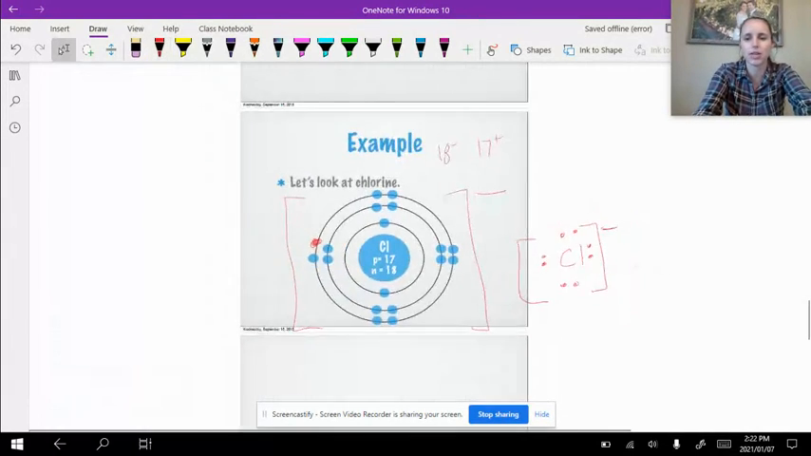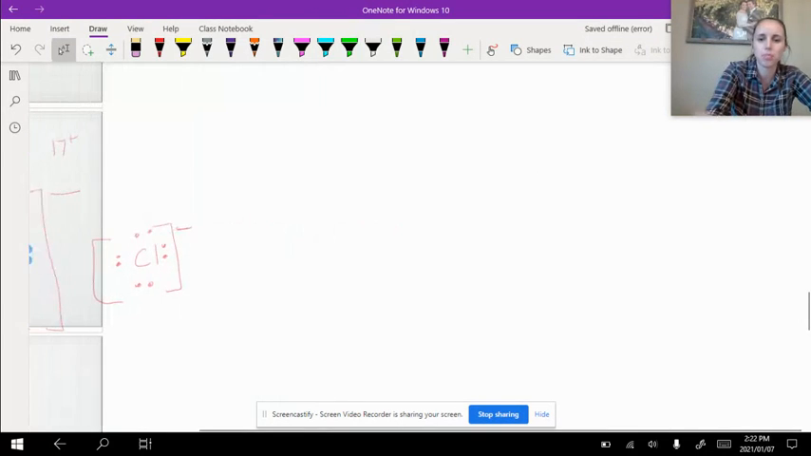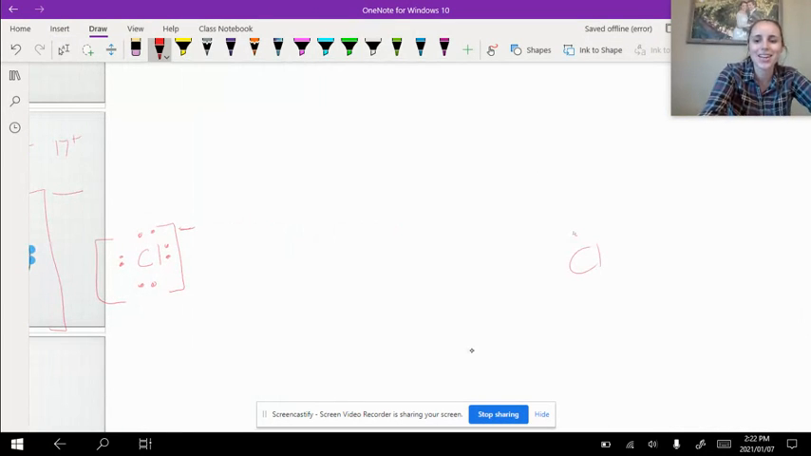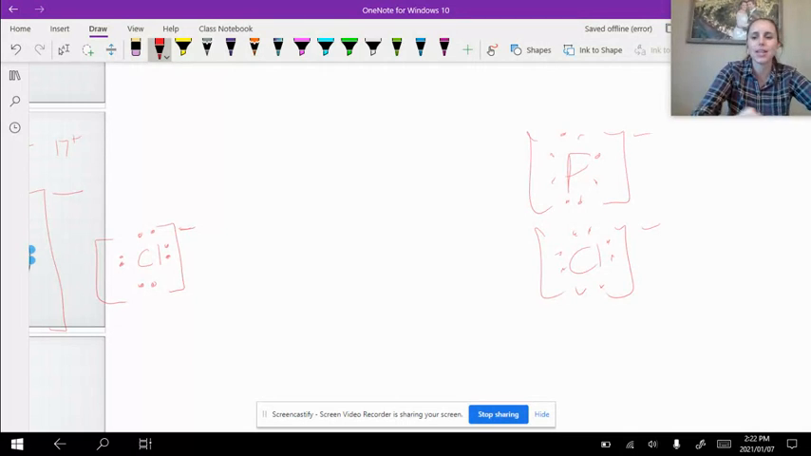Fluorine, I'm going to go over here. Chlorine has a charge of -1, and fluorine, which is on top of it, also has a charge of -1. So anything that is in that halogen column, that 17th column, is going to have a charge of -1.